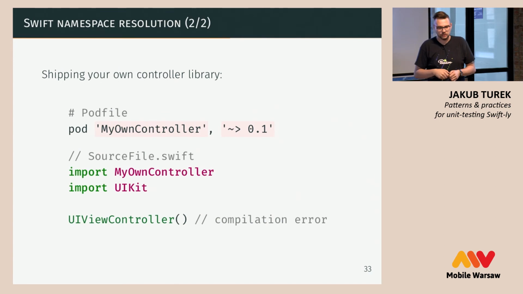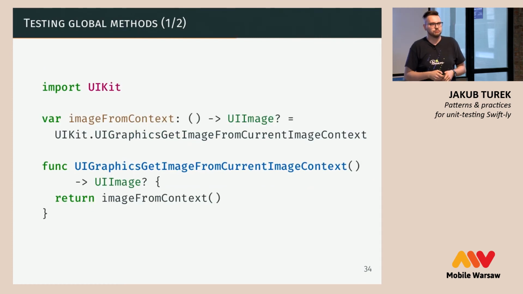Compared to that, when you would like to ship your own controller library, and you would import both your library and UIKit, this would result in a compilation error, because both controllers are imported, and Swift doesn't know which one you refer to. And using that trick, you can test global methods pretty easily.